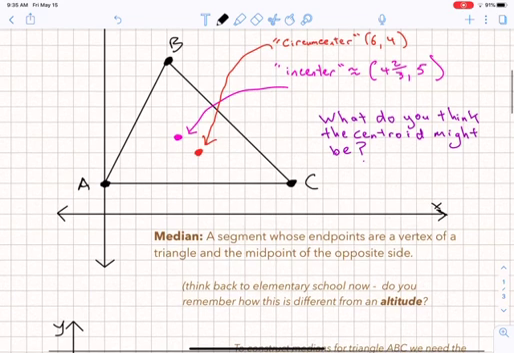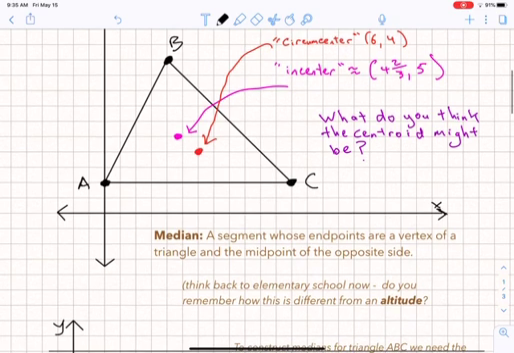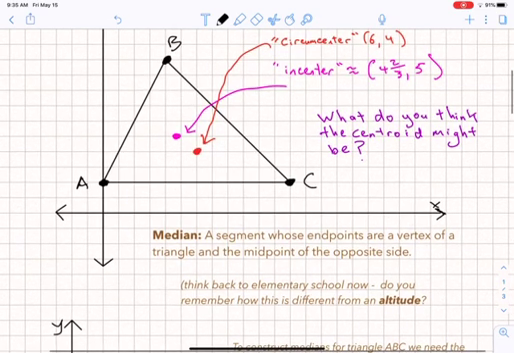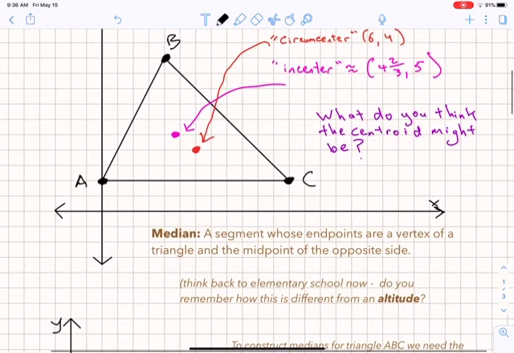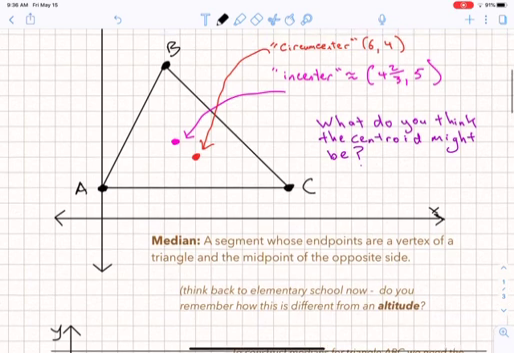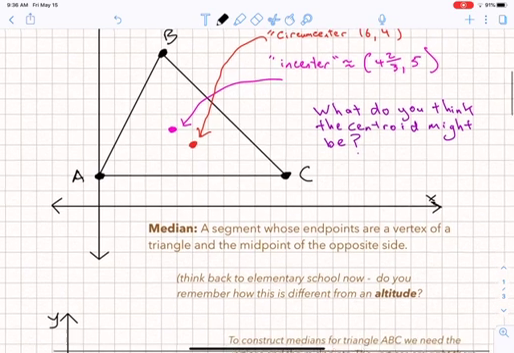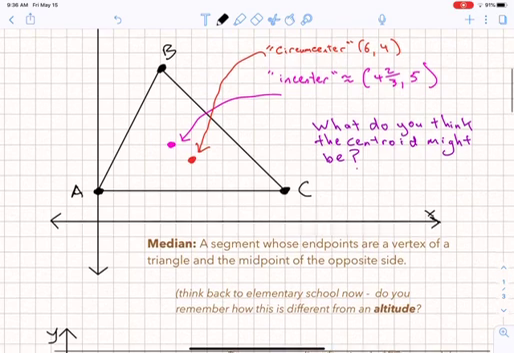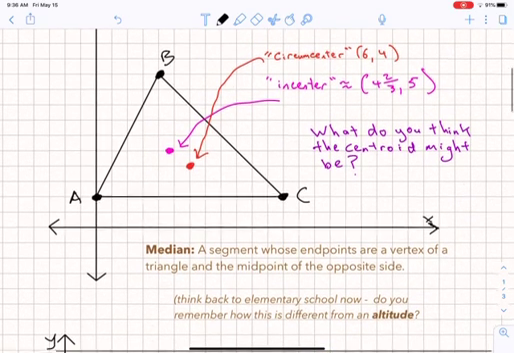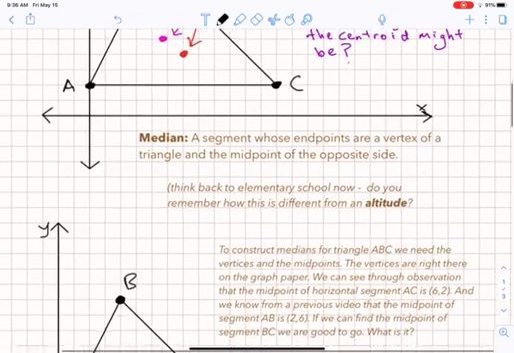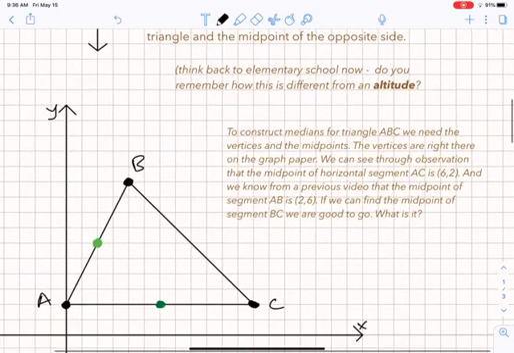Now, a median, this is something that you learned in elementary school. It's one of the standards for elementary school, but we kind of leave it aside for a while, and here we come back to it. It says, a segment whose endpoints are a vertex of a triangle and the midpoint of the opposite side. Now I want you to think back to what you know from times past and see if you can remember how this is different from an altitude. We're going to pick up altitudes of triangles next week. That's going to be a whole different kettle of fish, so to speak.